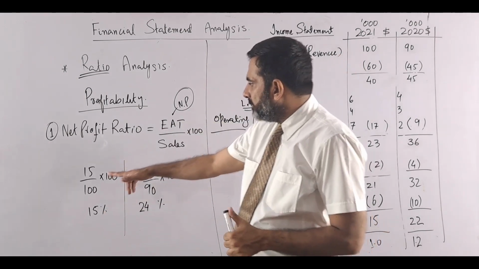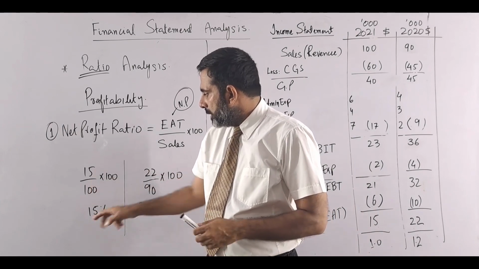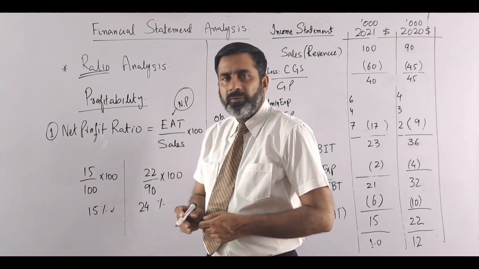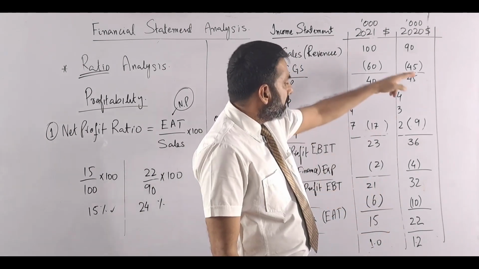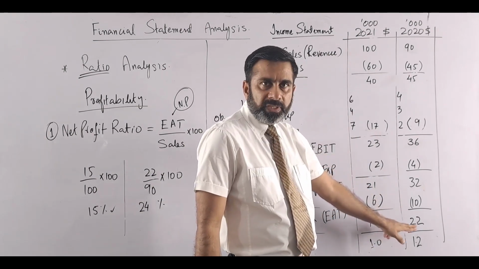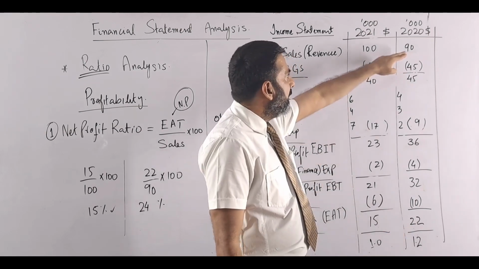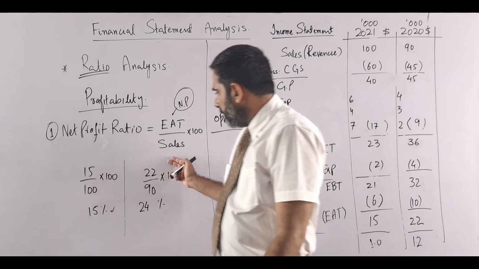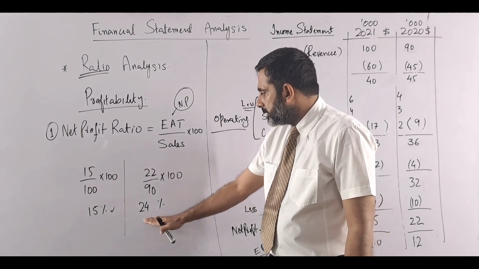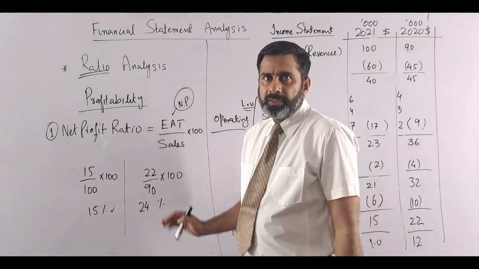So we will simply divide the 15 by 100. So the answer is how much? That is 15%. In the same way, previous year the net profit was 22, and the sale is how much? Sale is 90. So 22 divided by 90. So the answer is 24%.